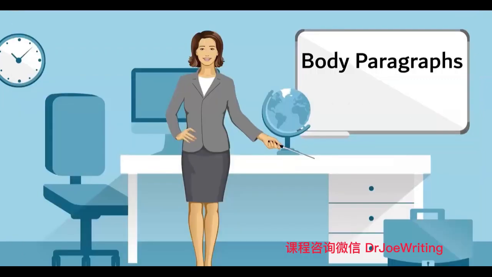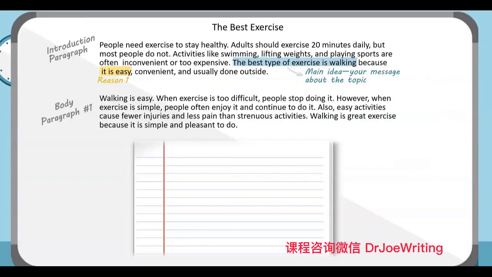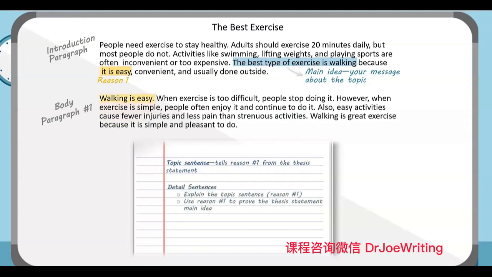So let's look more closely at body paragraph 1. Body paragraph 1 begins with a topic sentence that tells reason 1 from the thesis statement. Walking is easy. Then we have our detail sentences that do 2 things. They explain the topic sentence of this paragraph, which is the same as reason 1, walking is easy. And they use reason 1 to prove that the thesis statement main idea, the best type of exercise is walking, is true.